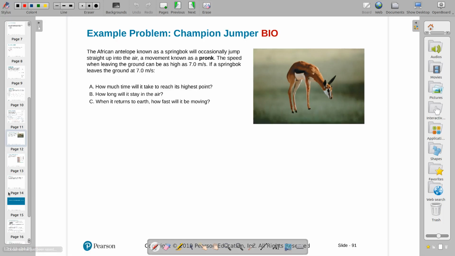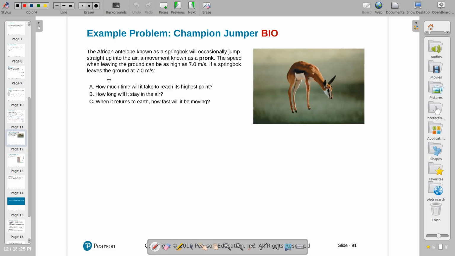Hello folks, I'm going to solve some free fall problems for you, and these will be useful for your problem set as well as for your exam. So here's one. An African antelope known as springbok will occasionally jump straight up into the air, and that's a movement called pronk. The speed when leaving the ground can be as high as 7 meters per second.